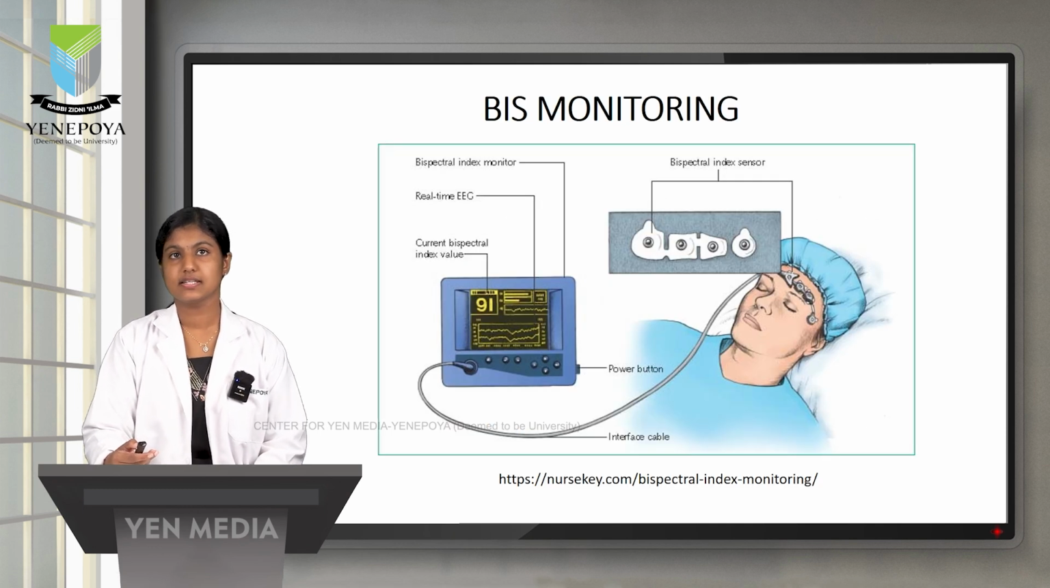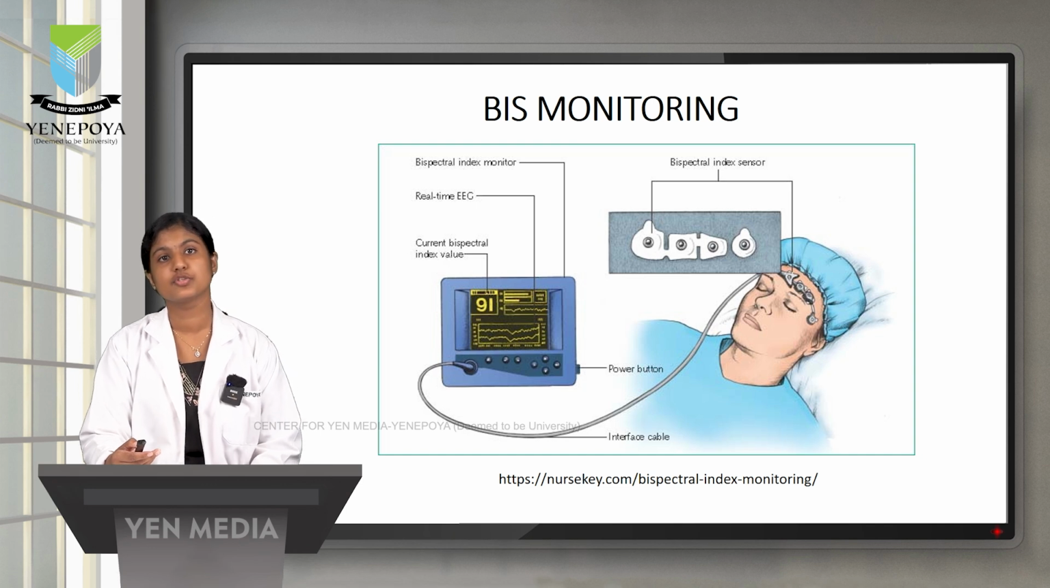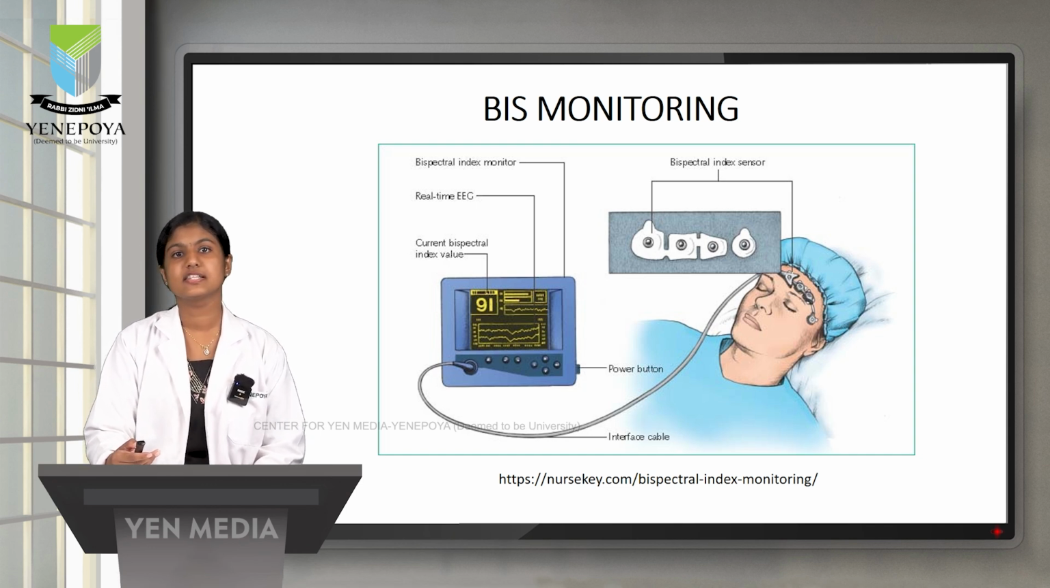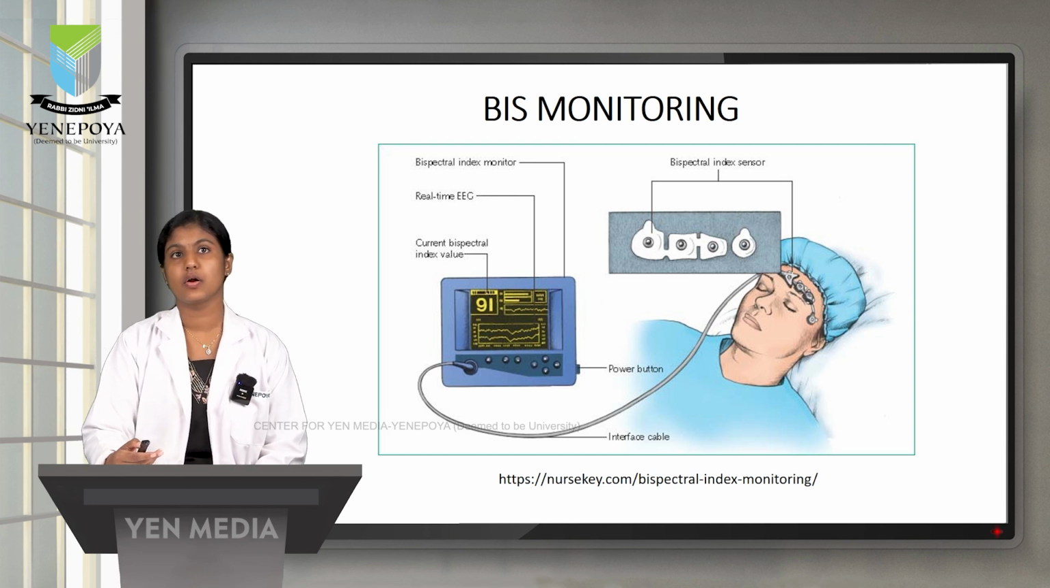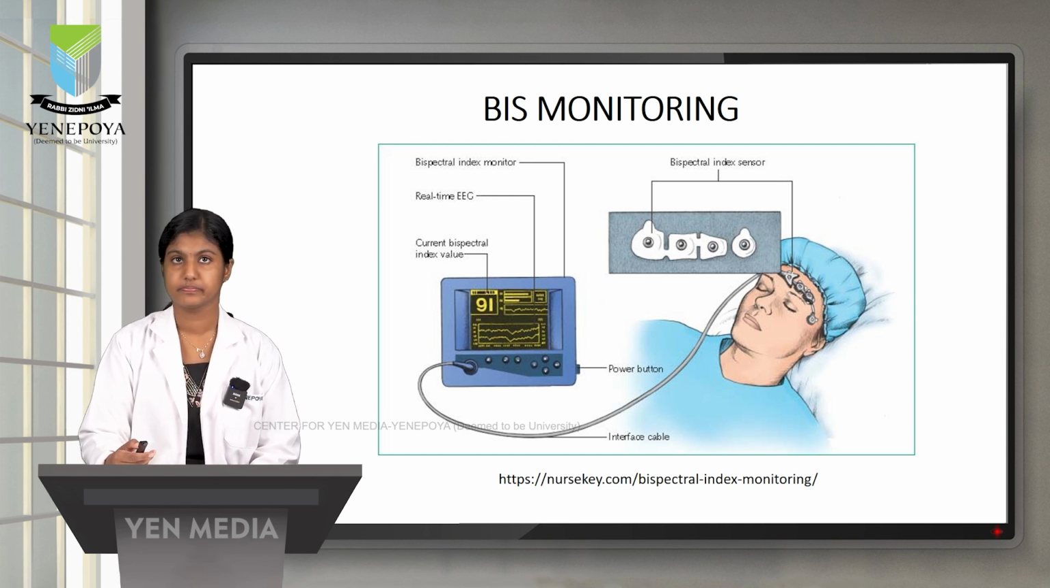In this picture, we can see the BIS monitoring. There are bispectral index sensors that are kept on the forehead of the patient, and then there is a patient interface cable that connects the sensors to the monitor, and then there is a power button on the monitor. In the monitor, we can see the current bispectral index value and real-time EEG, and together it is called the bispectral index monitor.